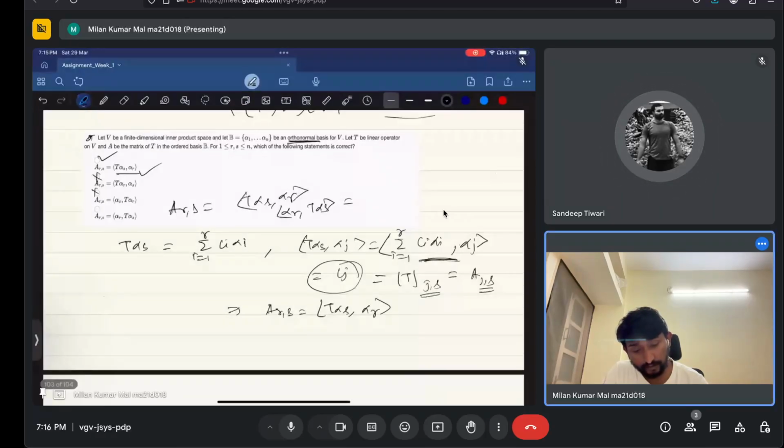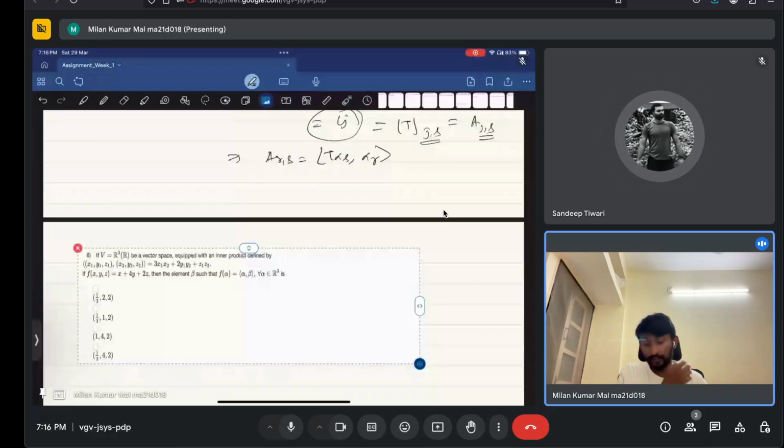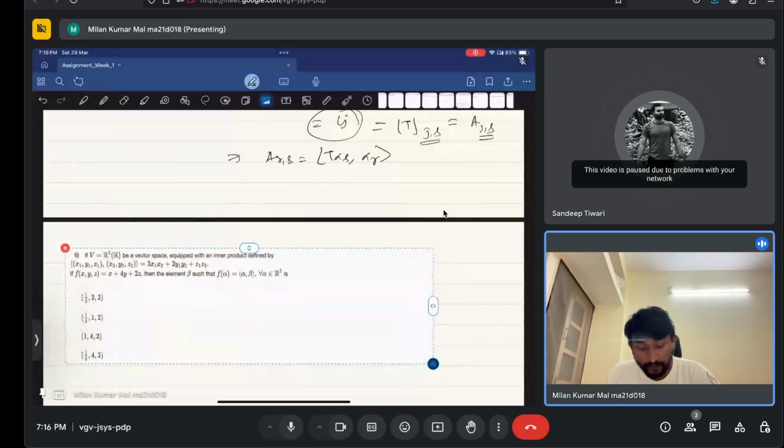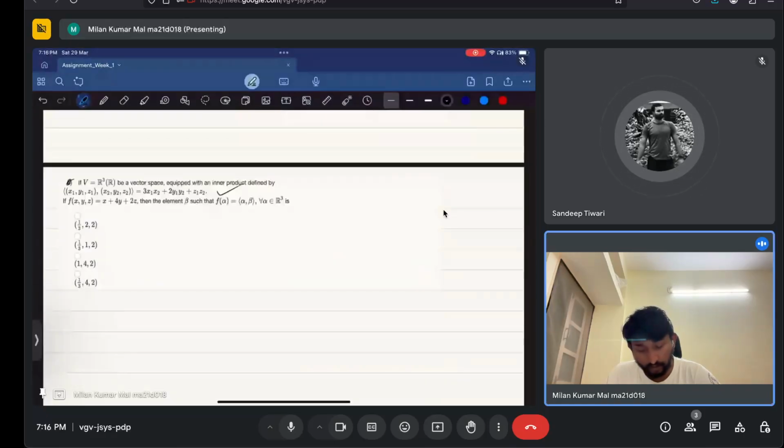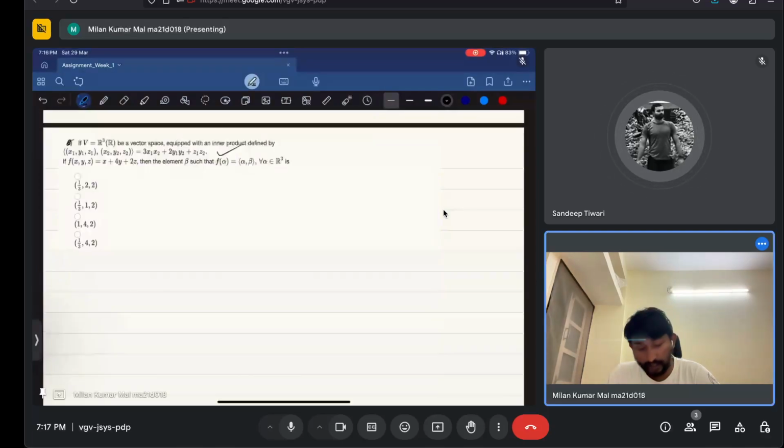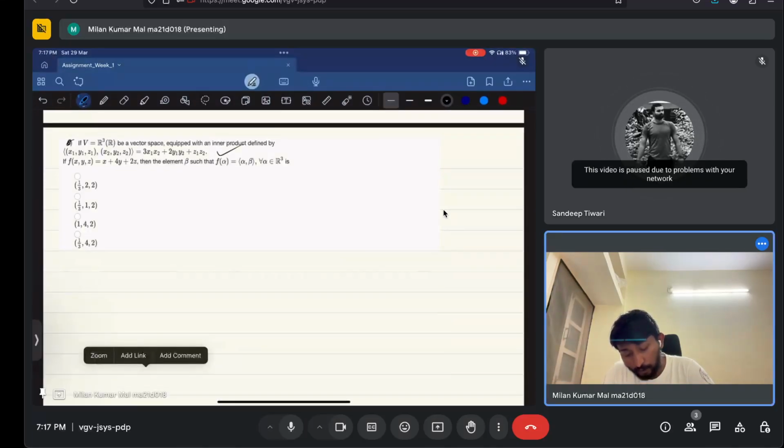So let's go to this one. Okay, what it says: let V be the vector space R3 with an inner product. No, not the standard inner product, this is a different inner product given. If f of x, y, z equals x plus 4y plus 2z, then find the element beta such that f of alpha equals the inner product of alpha and beta. So we have to find beta, right? You can note that f of x, y, z is equal to x plus 4y plus 2z.